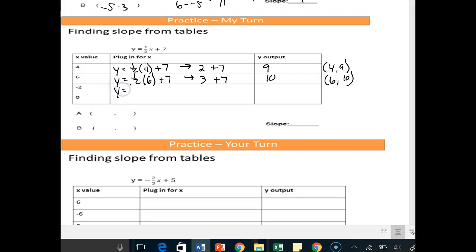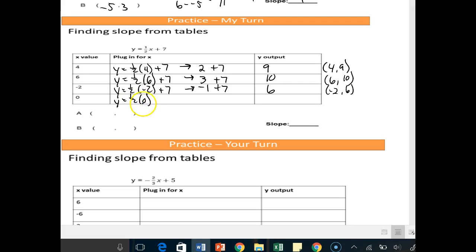Y is equal to, what's 1/2 of negative 2 plus 7? Well, half of 2 is just 1, right? Because 2 divided by 2 is 1. So half of negative 2 is going to be negative 1 plus 7. So negative 1 plus 7 gives you 6. So negative 2, comma 6. And then what's half of 0? Well, you can't take half of 0, right?